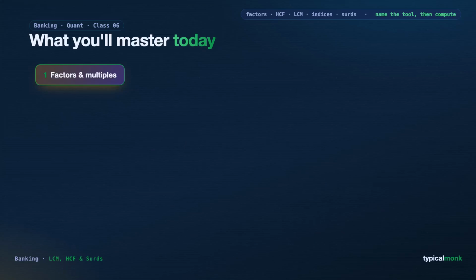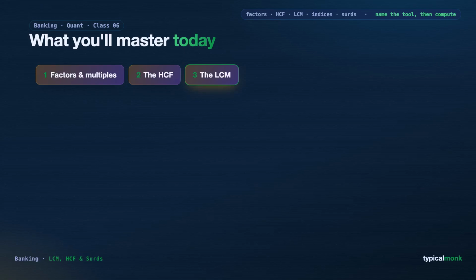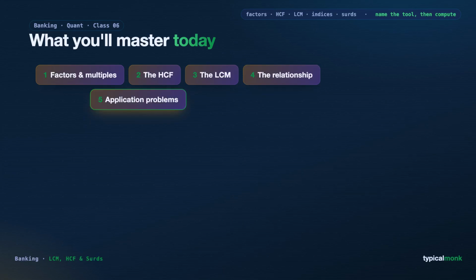Here is our path for today. First, factors and multiples, the foundation. Second, the HCF and how to find it. Third, the LCM and how to find it. Fourth, the relationship between them and which to use. Fifth, the classic application problems. And sixth, the basics of indices and surds.